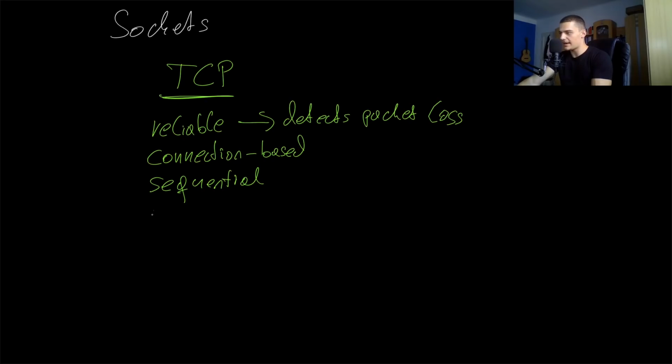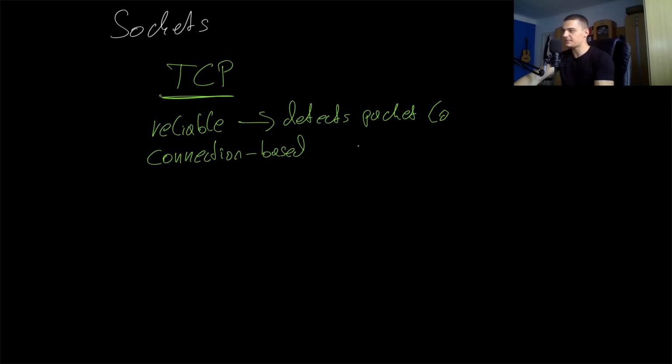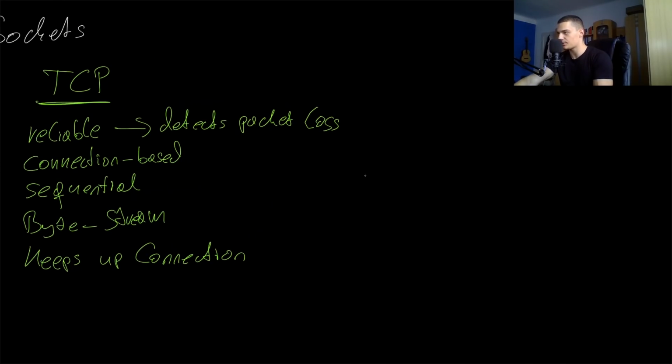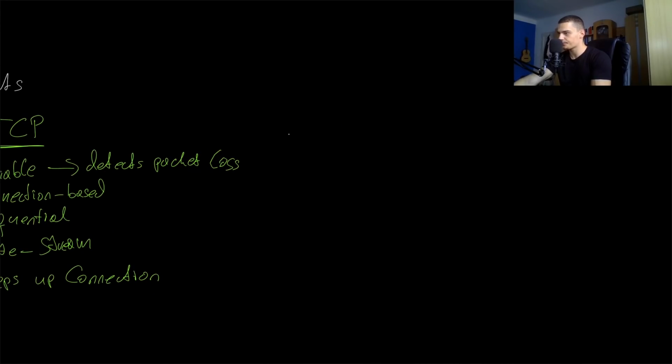It's also a byte stream. This is important. TCP is a byte stream. It keeps up a connection and has a message exchange in that connection, and it terminates when we don't want this exchange anymore. So this is TCP. On the other hand, well, let's actually not delete that. Let's just add it to the right here. On the other hand, we have UDP.